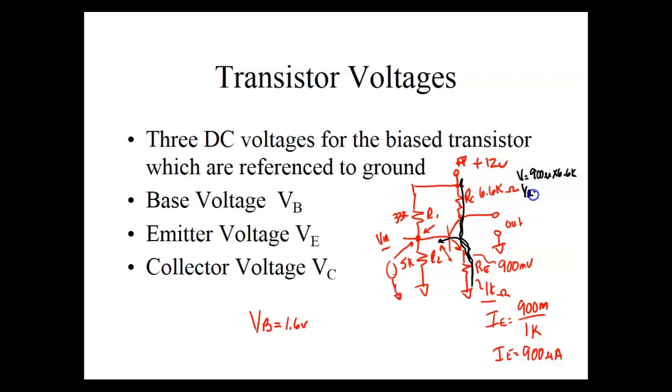So VRC, I should have did it. Yeah, we calculated 900 micro right there, Bernard. See that? Yeah, I just couldn't make it big enough. Let me move this up here. It's 900 micro times 6.6K.